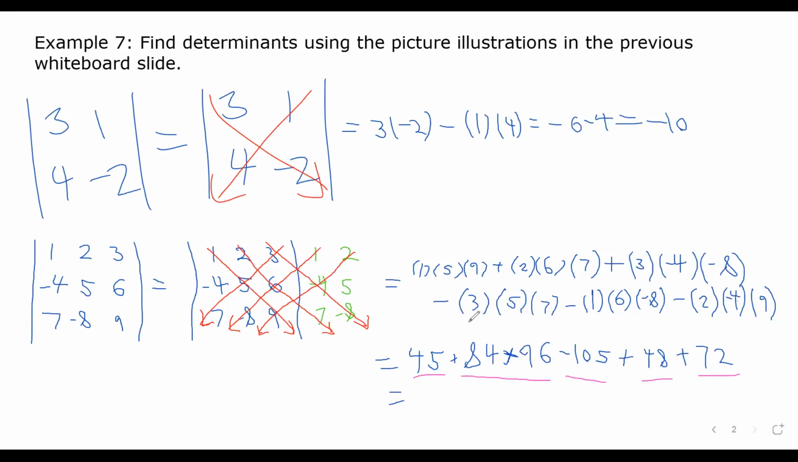Wait, what? 45 plus 84 plus 96 minus 105 plus 48 plus 72. You have 180, 225. It's 225 minus 105 plus 48 plus 72. That equals 240.